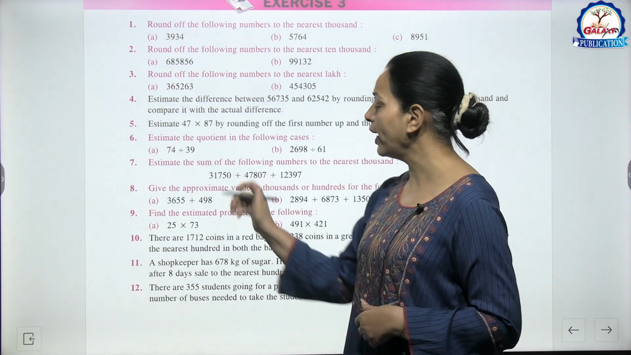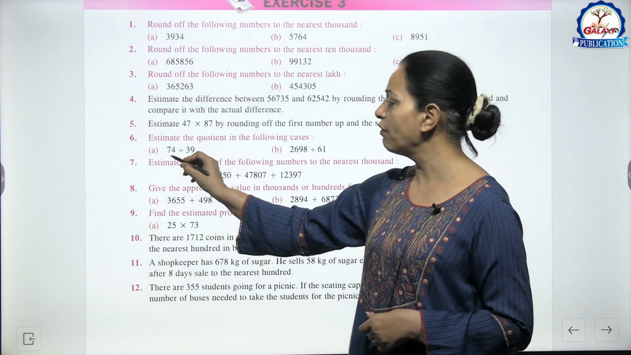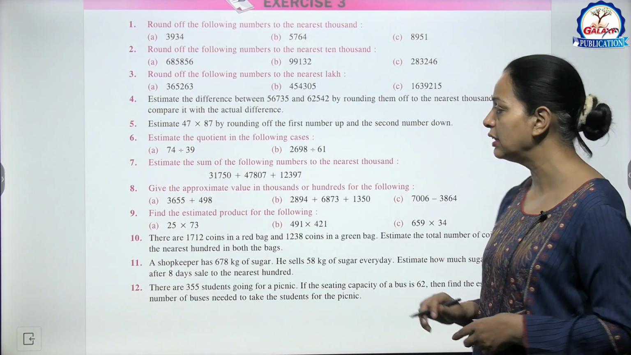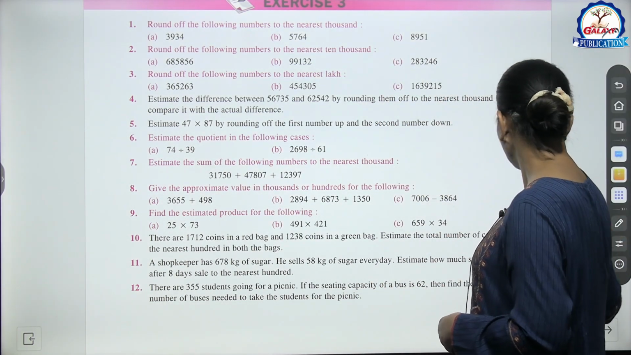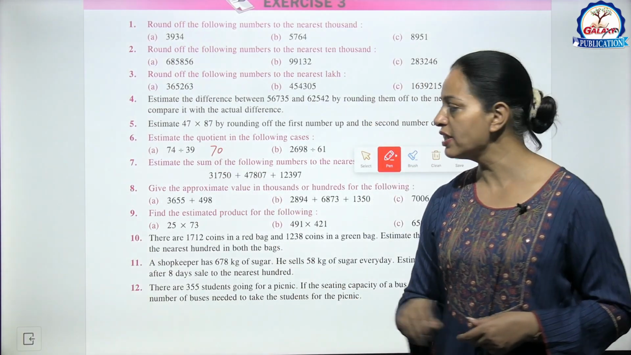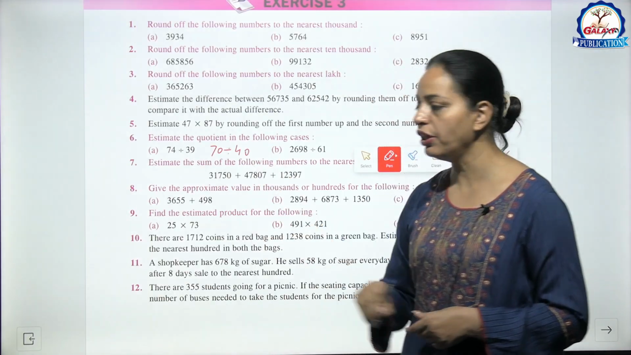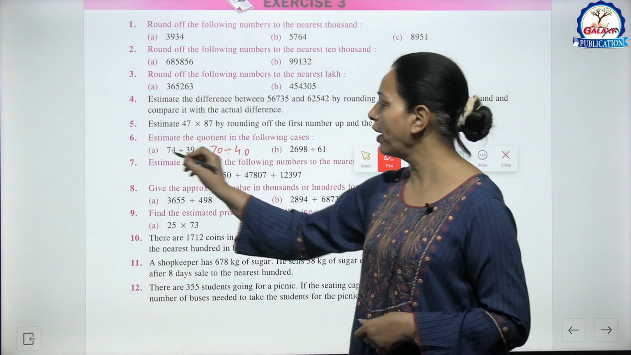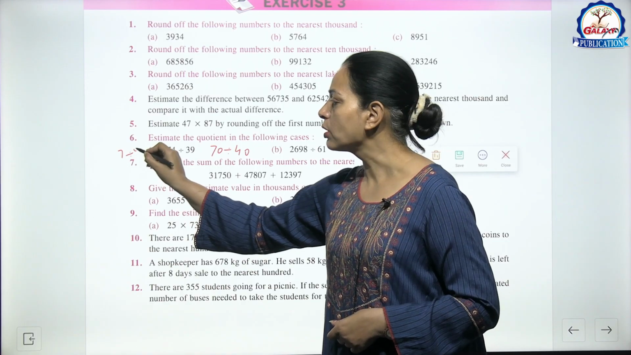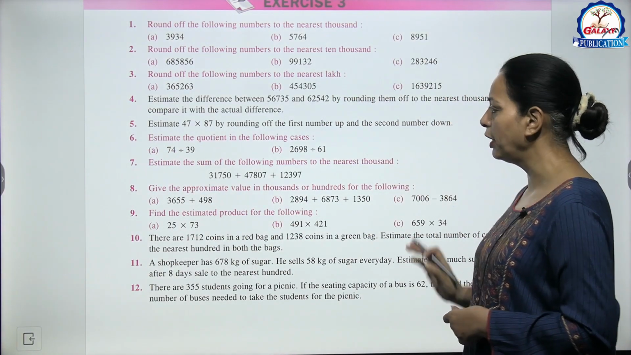Now the 6th one, estimate the quotient in the following cases. Like A part, 74 divided by 39. So 74 means rounded off to nearest tens. So that is 70, divided by 39 का बन जाएगा 40, right? So it means 7 divided by 4. So approximate 2. Okay. Similarly, you can try remaining parts.